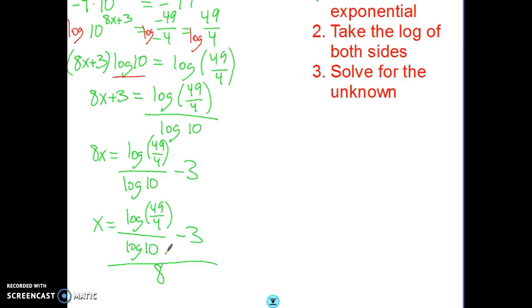And again, if you put all that into your calculator, either piece by piece or all at once, you end up with x is about negative 0.2390. And again, you could go back and plug that number into your original equation, just to make sure that you didn't mess up any math anywhere, just to make sure it works.